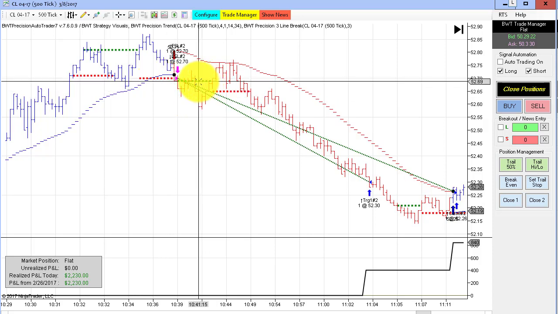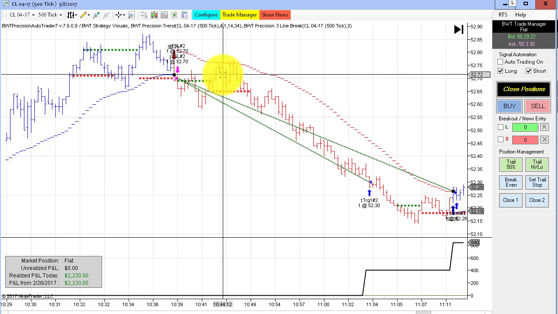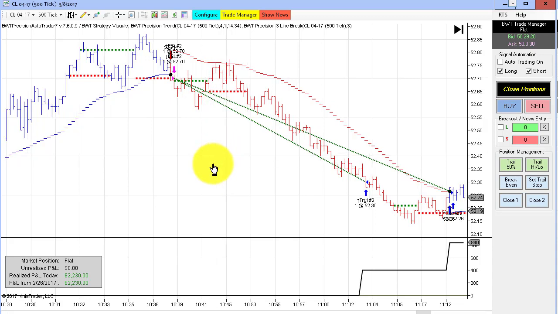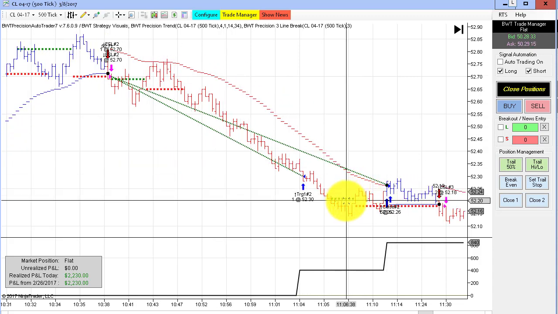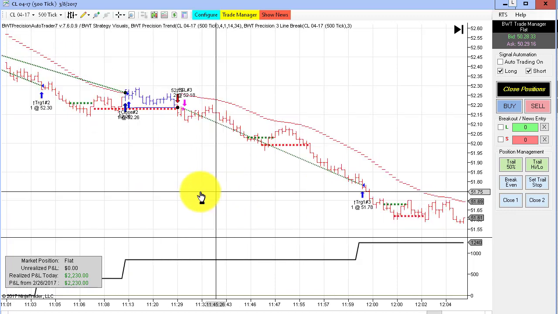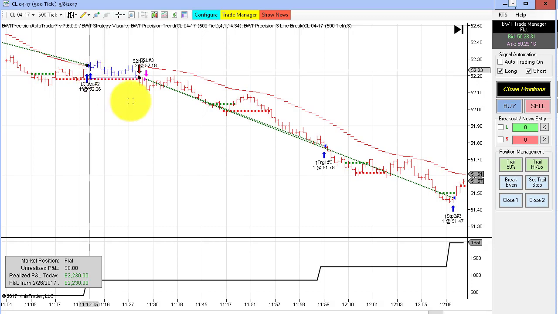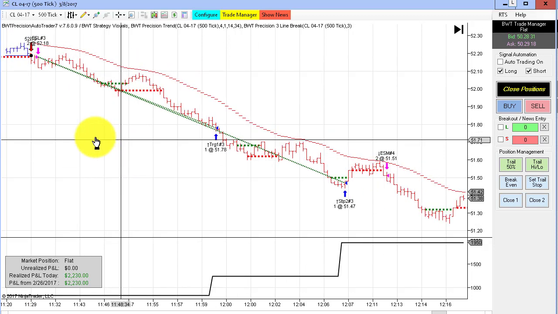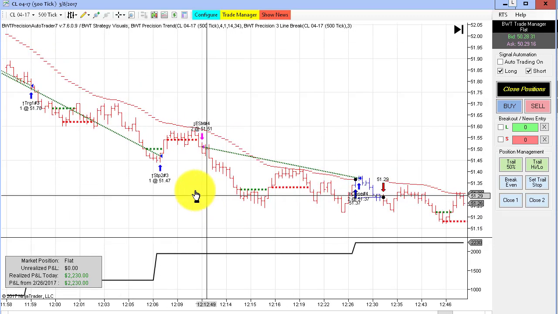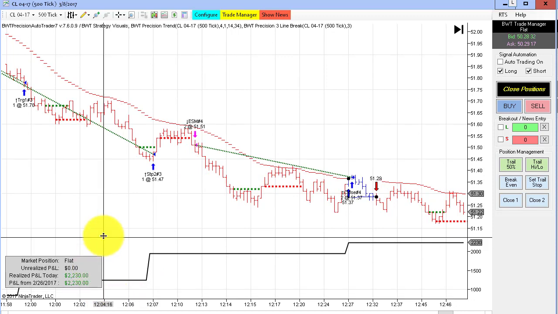And then there was a line break signal to go long, actually right here, but that was ignored because the bars were red. So those trades are filtered out. Here's another line break signal to go long, and that trade is filtered out. We went short again. We were trail stopped out here and then went short again, and then went short a third time. And that gave us a total of 22.30 for the day.